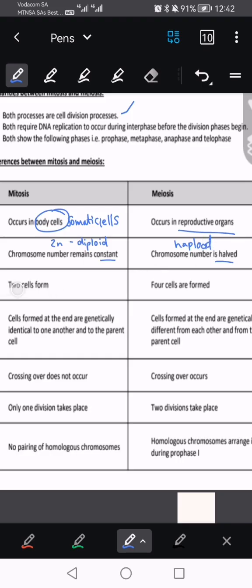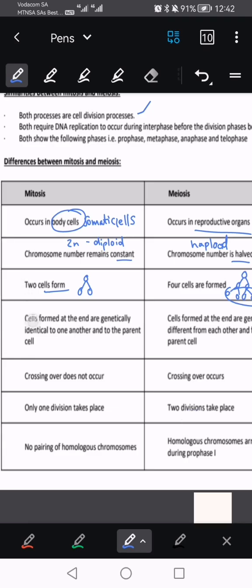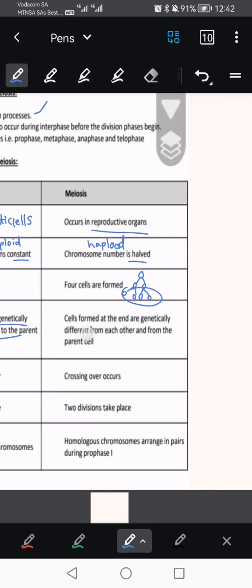Here we know that 2 cells are formed, right? Mother to daughter. Here we know that 4 cells are formed, right? Mother to daughter to daughters also separating, and that is the 4 haploid, genetically different cells. In mitosis, cells formed at the end are genetically identical to one another and the parent cell. The mother cell is identical to the 2 daughter cells, and the 2 daughter cells are identical to the mother cell. In meiosis, cells formed are genetically different from each other and the parent.